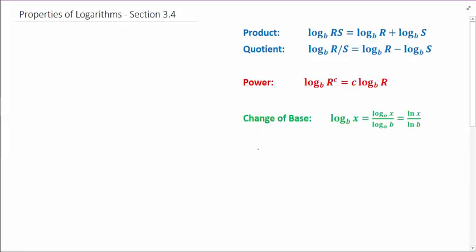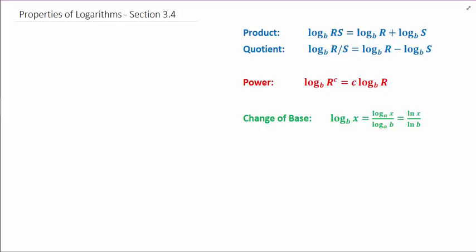The product says if we have a log with a certain base and we have two factors that we are taking the log base b of, we could then split those up and say the log base b of the first factor plus the log base b of the second factor. The quotient says something similar here. If we have a common base and a division of two factors, we could then split those up into be the log of the numerator minus the log of the denominator with that same base.